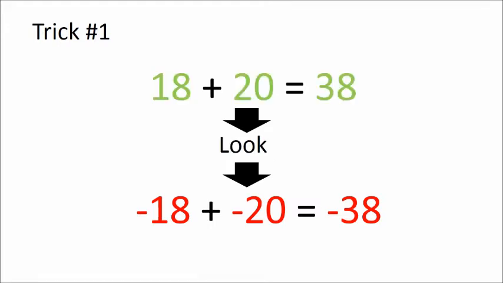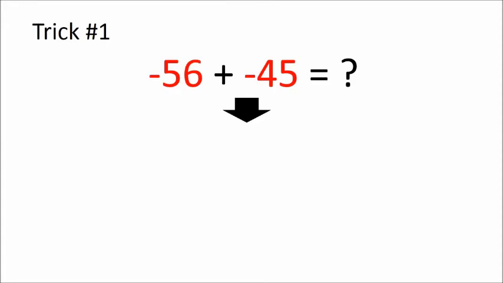If we also look at this, 18 plus 20 is 38. Wait, so negative 18 plus negative 20 is negative 38, and positive 18 plus positive 20 equals 38. We can draw a conclusion from this. The conclusion is, if you take two negative numbers, say negative 56 and negative 45, you'll have a negative answer.